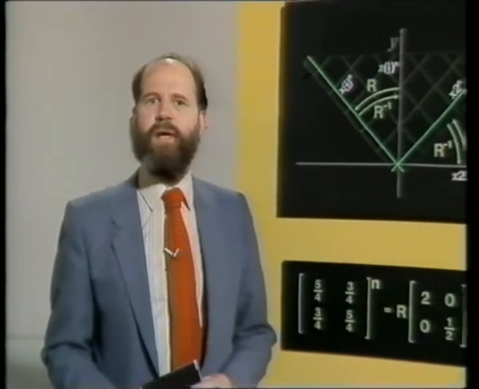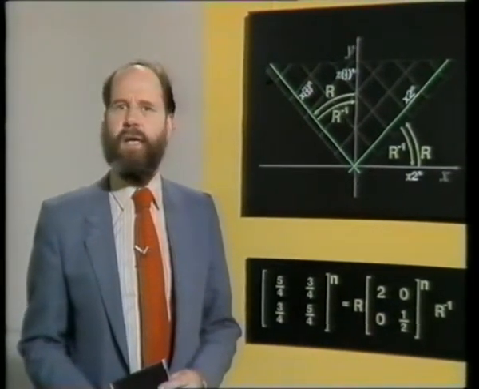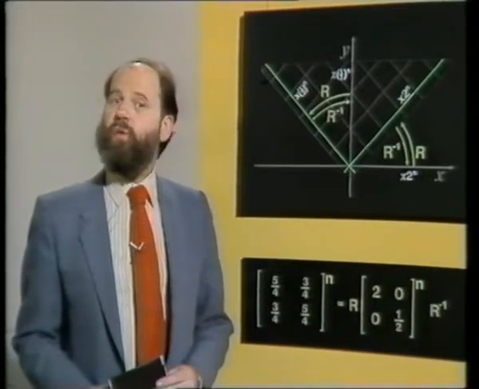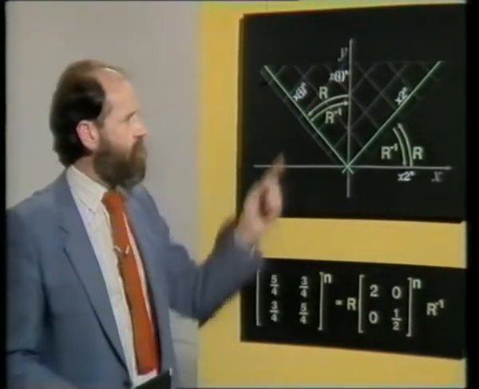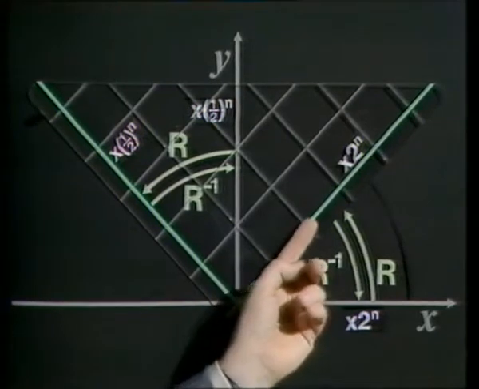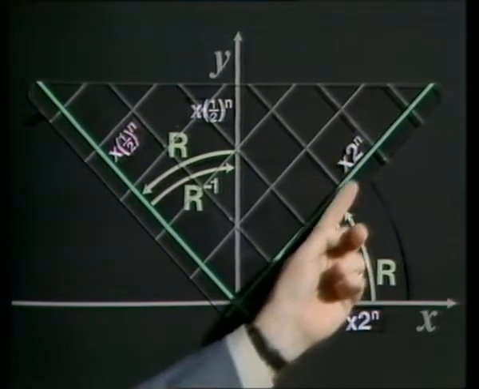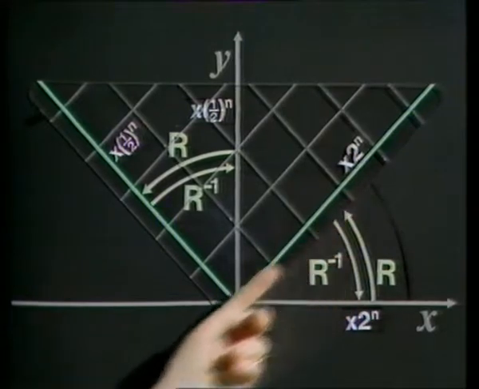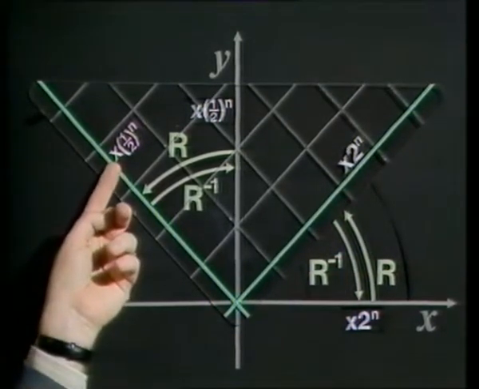The eigenlines remain the same, but the eigenvalues change. For the square of the matrix, the eigenvalues are the squares of the original eigenvalues. For the cube of the matrix, we get the cubes of the eigenvalues, and each time we apply the transformation, the eigenlines remain the same, but we get an extra factor in each eigenvalue. So for the nth power, we still have these eigenlines, but the eigenvalue here will be 2 to the power n, and here it will be 1/2 to the power n.